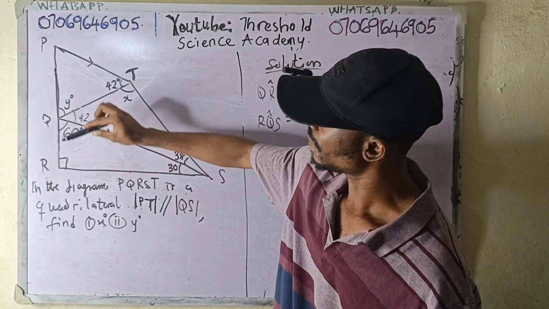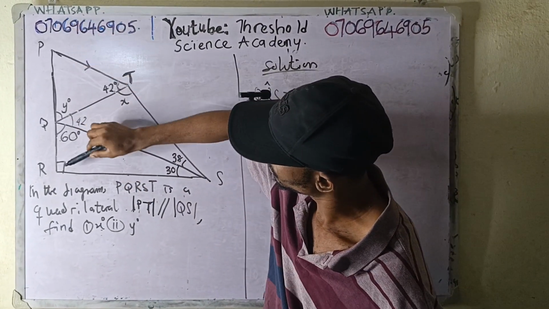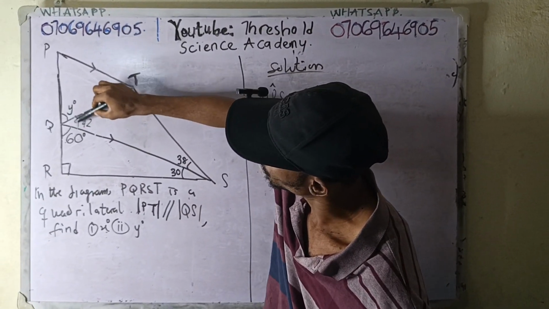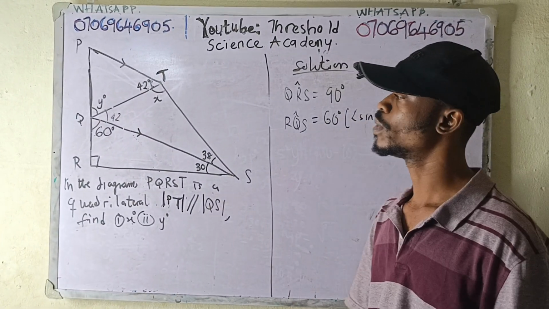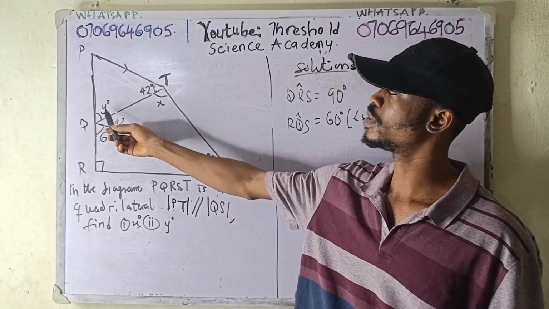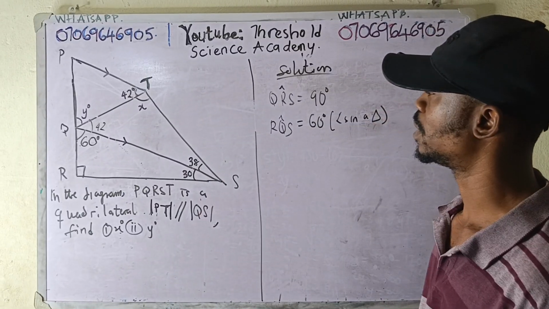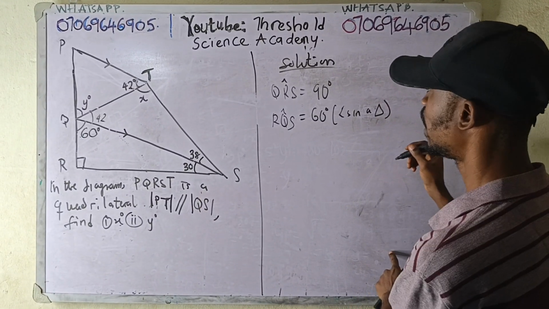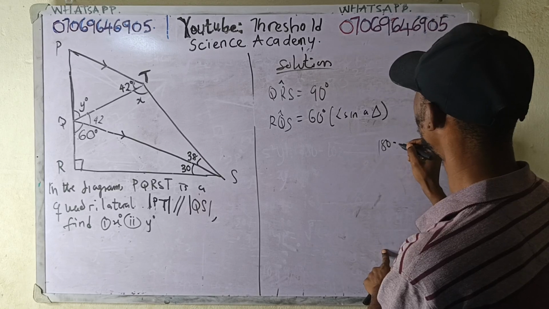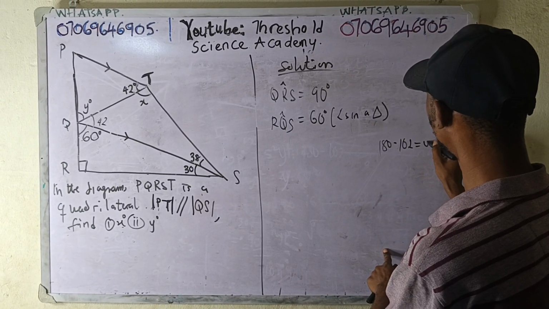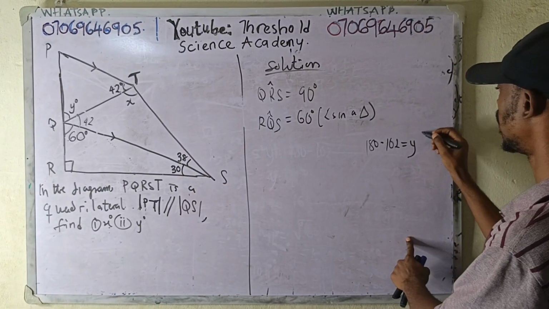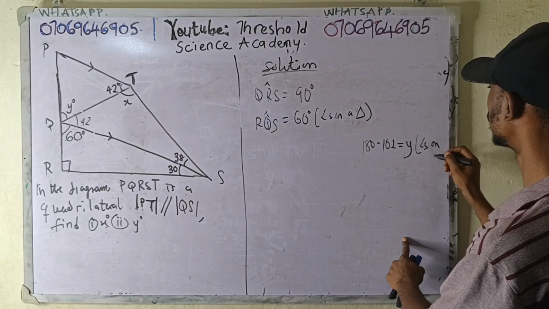And if you now check RQP, this is a straight line. And these are angles on a straight line. We know that the sum of angles on a straight line must be 180. So if this is 60, this is 42, this is Y. What's going to be our Y? You know that 60 plus 42, that's going to give us 102. All right. So 180 minus 102 must give us our Y. What's your reason? Angles on a straight line.